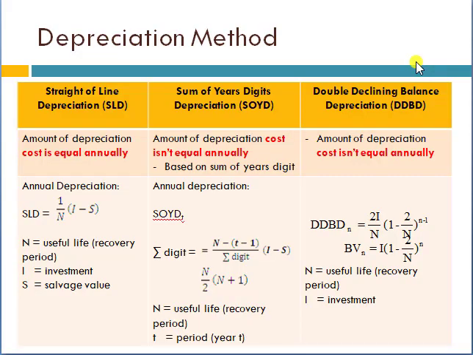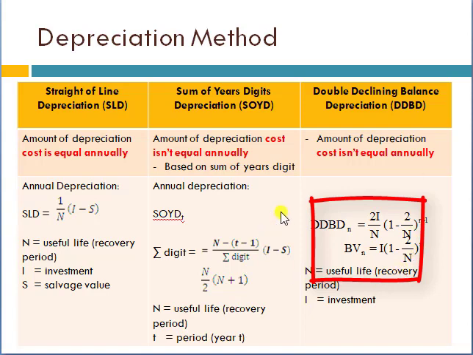Hey guys, in this video I'm going to explain the double declining balance depreciation, one of the depreciation methods used in many countries. Basically, DDB is a part of depreciation that comes from straight line depreciation. The rate of decreasing is 200%, so that's why the definition of DDB is double declining.